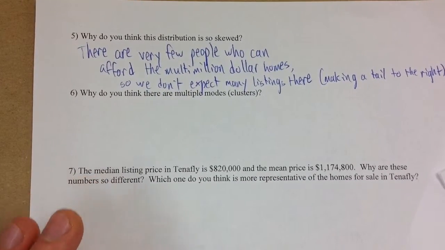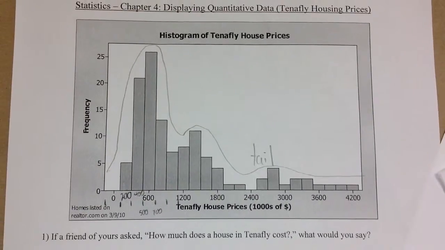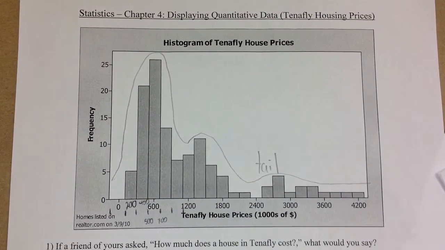Next hypothesis. Someone else. Why do you think there are multiple modes, or possibly multiple modes? Because people in Tenafly have different incomes. Some people are making 1.2 million, some people are making 600,000. So the people that are making 600,000 are buying homes that are worth around their income. Okay, I agree with you. There is a variety of home prices in Tenafly.